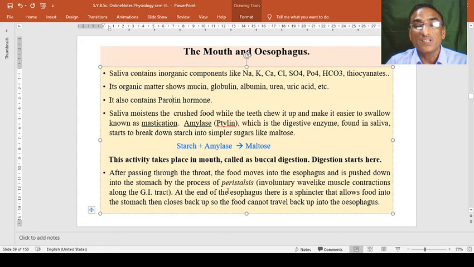That we will see in the next video. Peristalsis means the involuntary wave-like muscle contractions along the gastrointestinal tract. At the end of the esophagus, there is a sphincter or valve that allows the food into the stomach and then closes back up so that the food cannot travel back into the esophagus. In short, the sphincter prevents the backflow of food into the esophagus. Once the food comes into the stomach, the second phase, gastric digestion, starts.